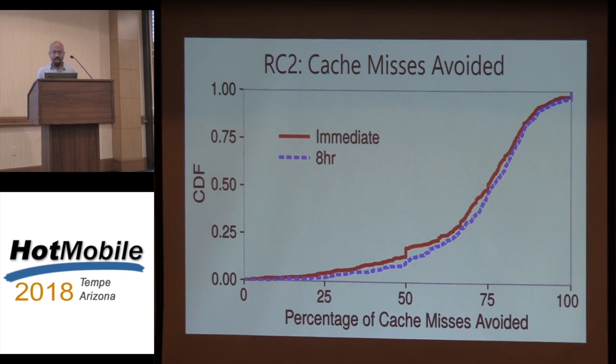So here we see a CDF for the percentage of traditional cache misses that RC2 avoids. We examined two different scenarios for a warm cache page load. The red line shows the immediate warm cache page load, where the client loaded the page back to back in quick succession. And the blue line shows the 8-hour delay scenario, in which the two page loads were separated by 8 hours. So if we draw a horizontal line at 0.5, we can look at RC2's performance for the median page. And what we see is that RC2 avoids 75% at the median of the traditional cache misses.